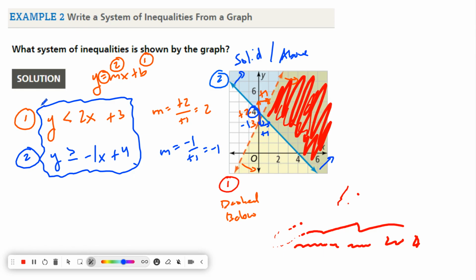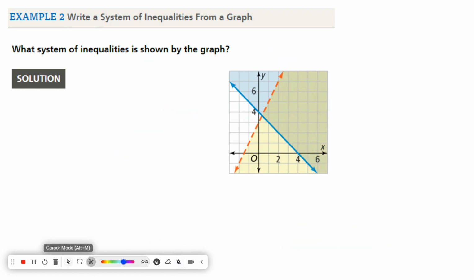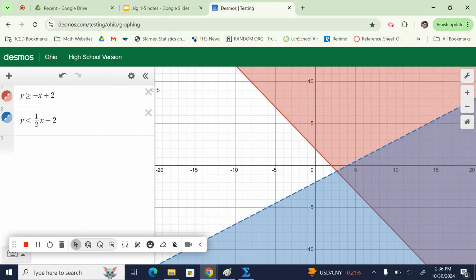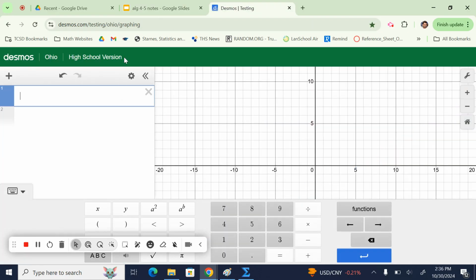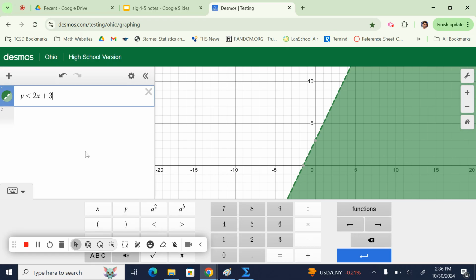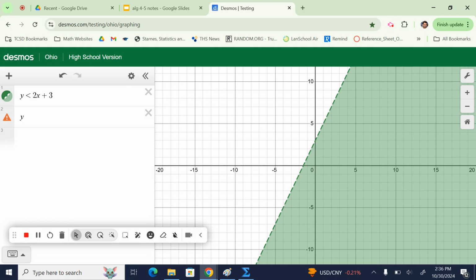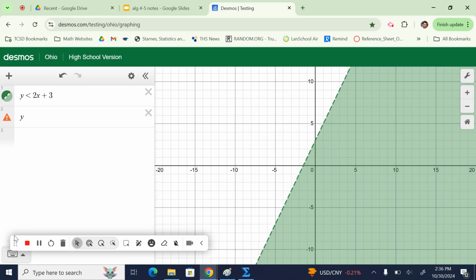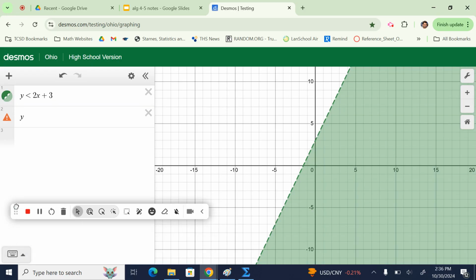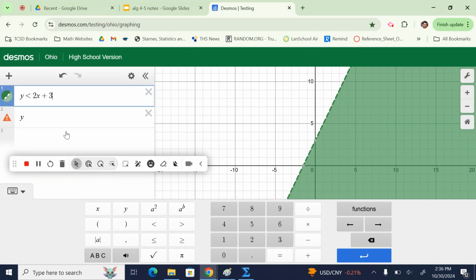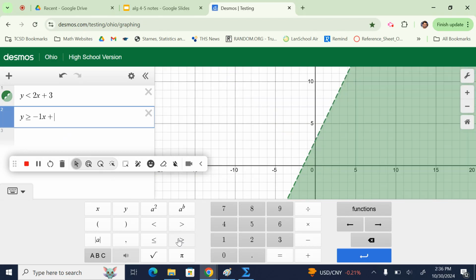And before we leave this problem, let's go ahead and check it. All right. Again, you have a great tool in Desmos to check your work. So let's go check it. All right. So let me clear this. So I'll type in the first one. So y less than is right here, is less than 2x plus 3. And then we'll type in y is, I got to move my little tools here. There we go. And then we'll type in y is greater than or equal to negative 1x plus 4.